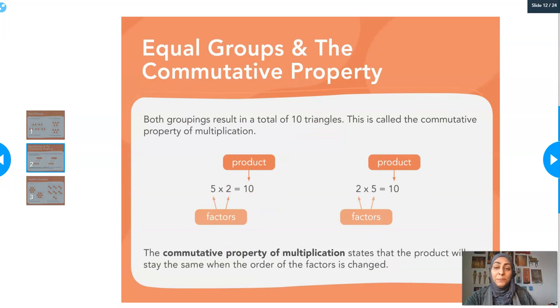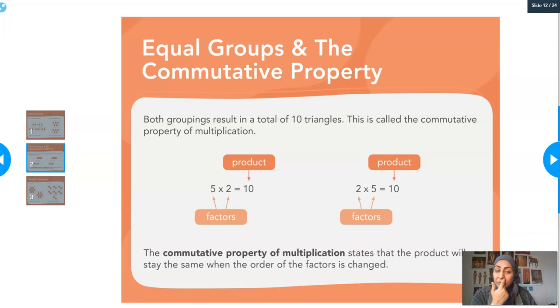Let me explain equal groups and the commutative property. Commutative property means if I switch my factors, which are these two numbers, the 5 and 2 in this case, I call them factors when I multiply. These two factors, if I switch them or change their order, I still get the same product.